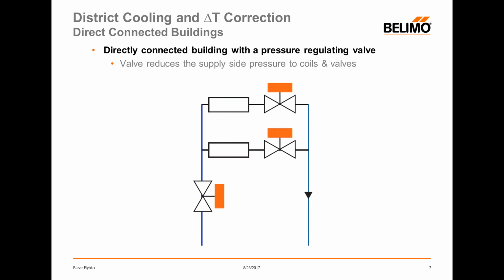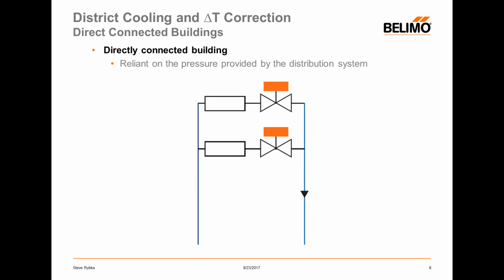We have a pressure regulating valve that actually reduces the supply side pressure to the coils and the valves. So let's say if this building is closer to the pumping station or closer to a central energy plant, it may see higher pressures than other buildings, and this pressure reducing or pressure knockdown valve can be installed on the supply side to limit the pressure through the building and, of course, to help maintain optimal minimal differential pressure.